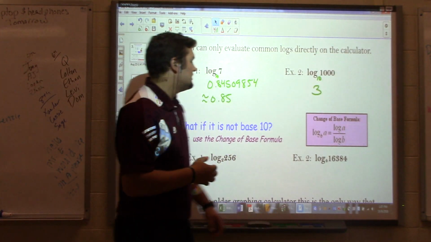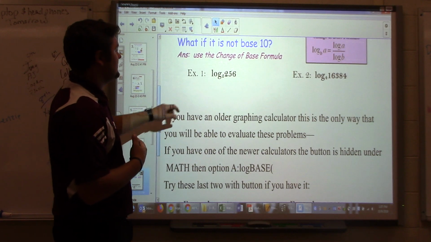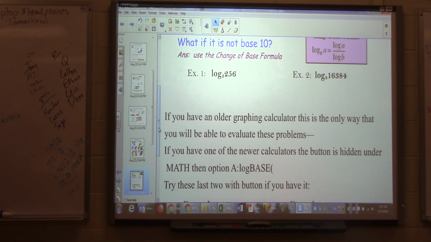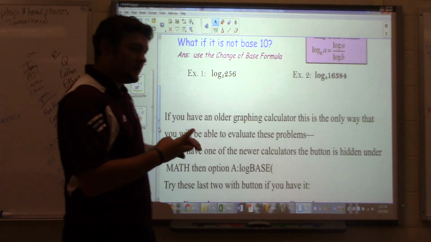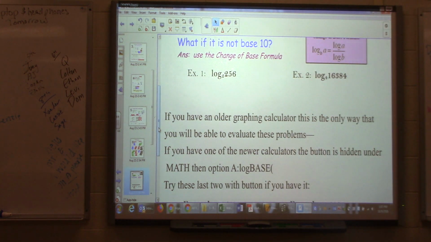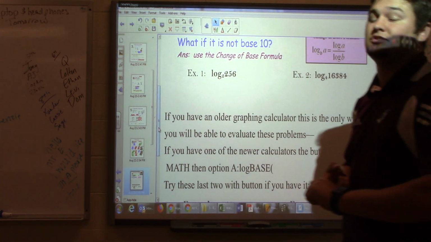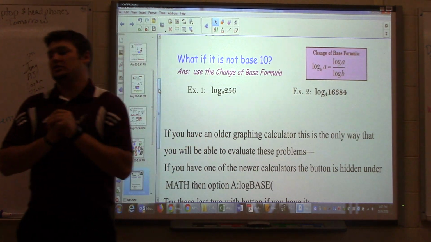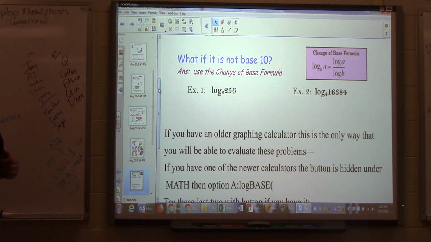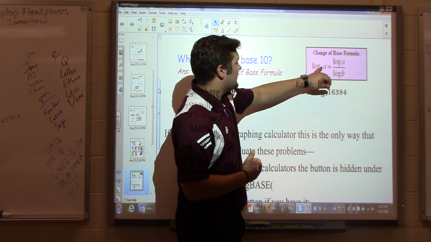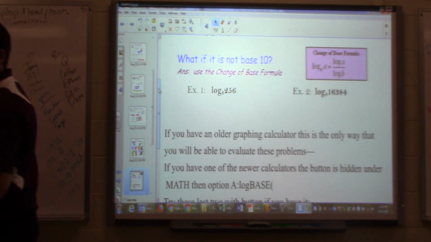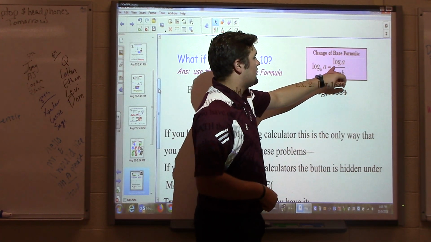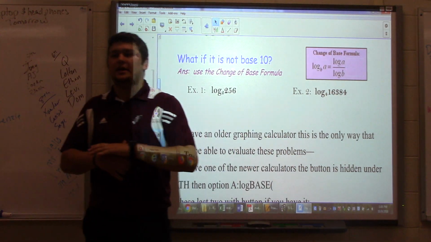But the common base. What if it's not base 10? What if it's log base 2 of 256? We can't just hit that log button and do it. We have two different ways. If you have an older calculator, you'll have to do the change of base formula. If you have a newer calculator, you have a nice little button, which I'll show you in a second. The change of base formula is what you need if you have a base different than 10. If I have log base b of a, I take the log of a, the log of what I'm taking the log of, over the log of b, the log of my base.